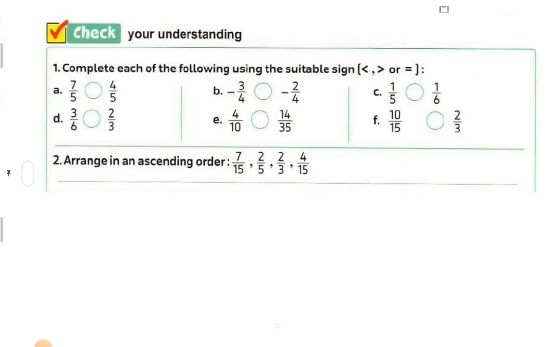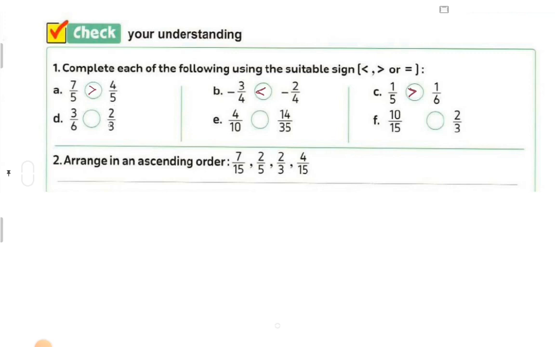Now let's check our understanding. Complete each of the following using the suitable sign: less than, greater than, or equal. Here we have 5 and 5, so 7 is greater than 4. Negative and negative with the same denominator, so negative 2 is greater than negative 3. 1 over 5, 1 over 6. Here we have like numerators, so 5 in the denominator makes it greater than 6 in the denominator.